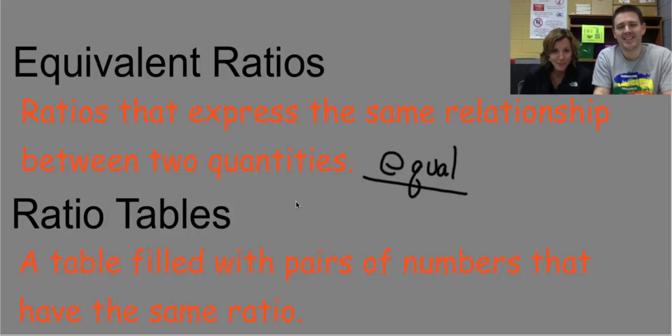A table filled with pairs of numbers that have the same ratio. So a table is just going to help us organize our equivalent ratios so that we can go back and forth between quantities.